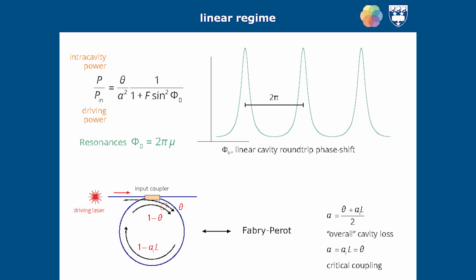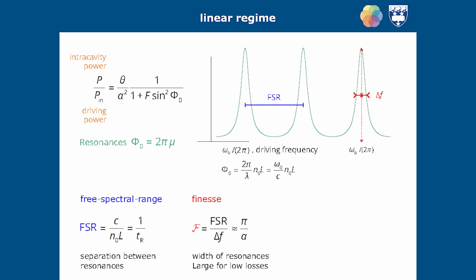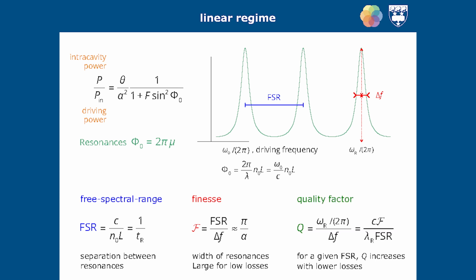Okay. Now, this linear cavity round trip phase shift is proportional to frequency. So we could plot the same function here in terms of frequency. And then these resonances, which are equispaced, would be equispaced by a certain frequency spacing. That's the so-called free spectral range, which is 1 over the round trip time. And then Martin nicely introduced the finesse, which is the free spectral range divided by the line width, and the Q factor, which is the frequency of the resonance divided by the line width. So 2 different metrics to measure the line width.